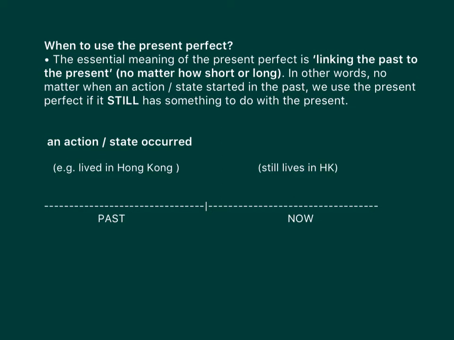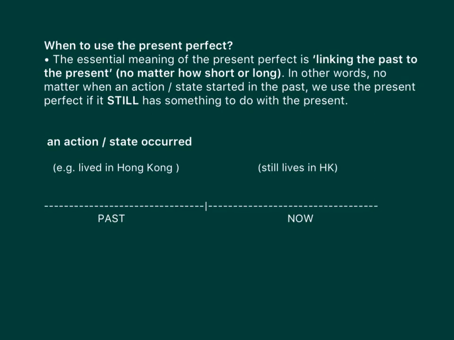When do we use the present perfect tense? The essential meaning of the present perfect is linking the past to the present, no matter how short or long it is. In other words, no matter when an action or state started in the past, we use the present perfect if it still has something to do with the present.